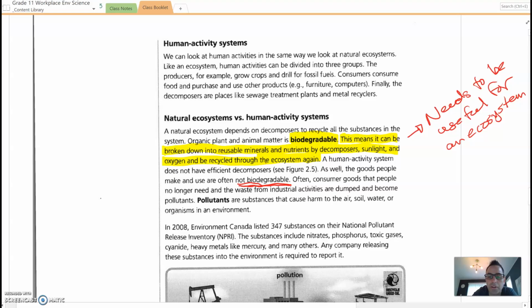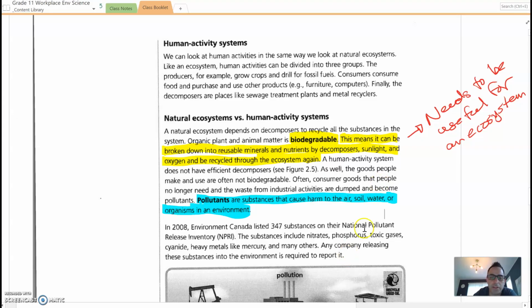Often, consumer goods that people no longer need and waste from industrial activities are dumped and become pollutants. Pollutants are substances that cause harm to the air, soil, water, or organisms in an environment. So I'm going to highlight that as well. There we go. Another important word.